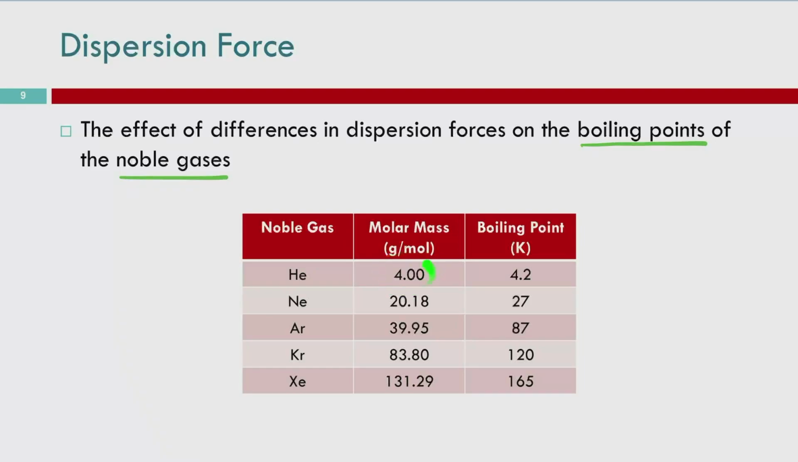Looking at our molar masses, they increase as we go down. It's not a surprise, they're getting bigger. Their boiling points also increase as we go down. Notice that these are in units of Kelvin. Helium's boiling point is 4 Kelvin. That's 4 Kelvin above absolute zero, when everything would theoretically be solids. This is an incredibly low boiling point.